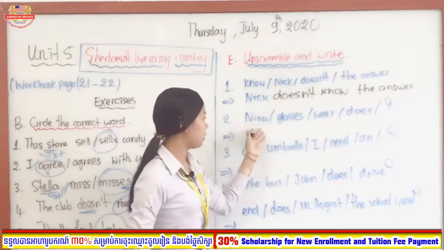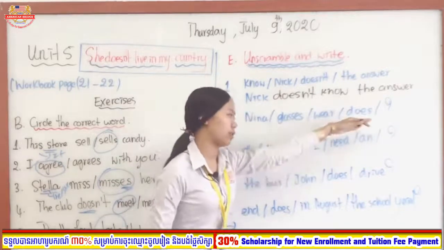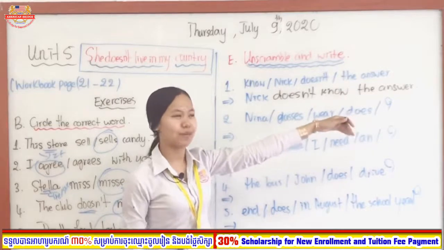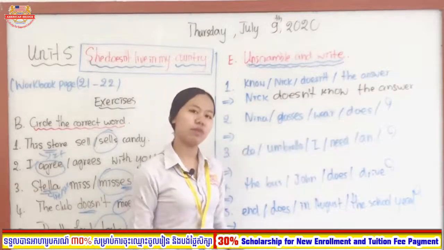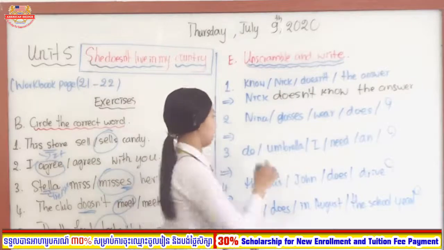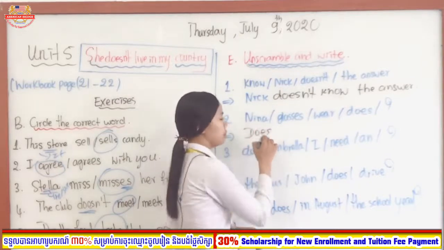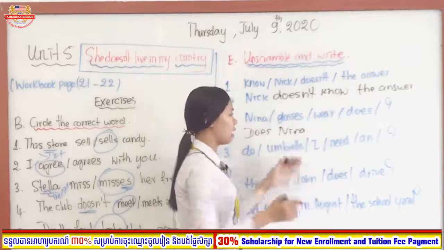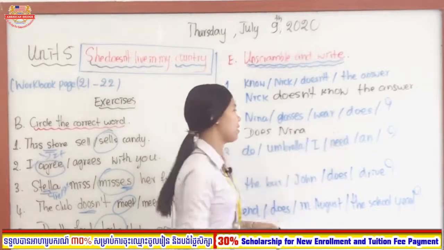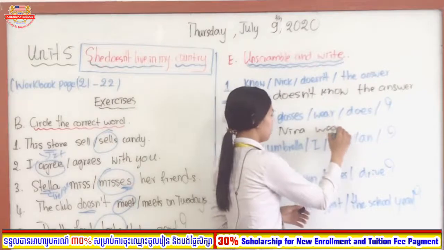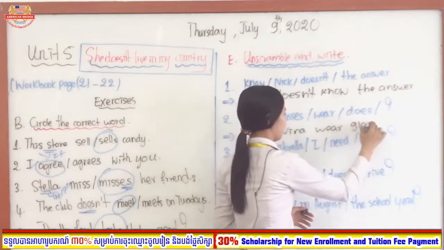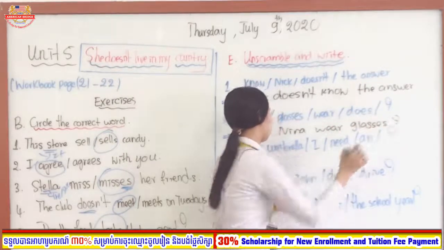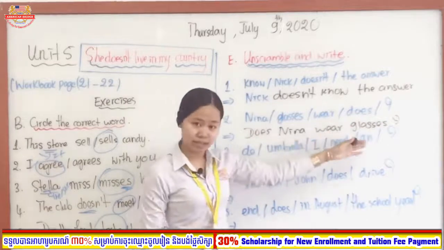How about number 2? Nina, glasses, wear, doesn't. So with the question mark, it is in the question form. So you remember, right? In the question form, we put the auxiliary verb first. So started from does, and then we have the subject, right? So Nina. So does Nina, and then we have the verb, wear, and the object, glasses. You see? So does Nina wear glasses?